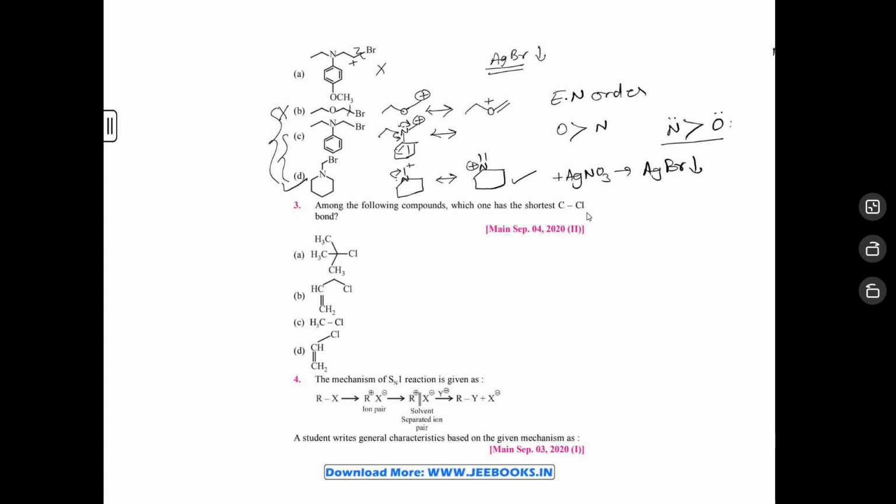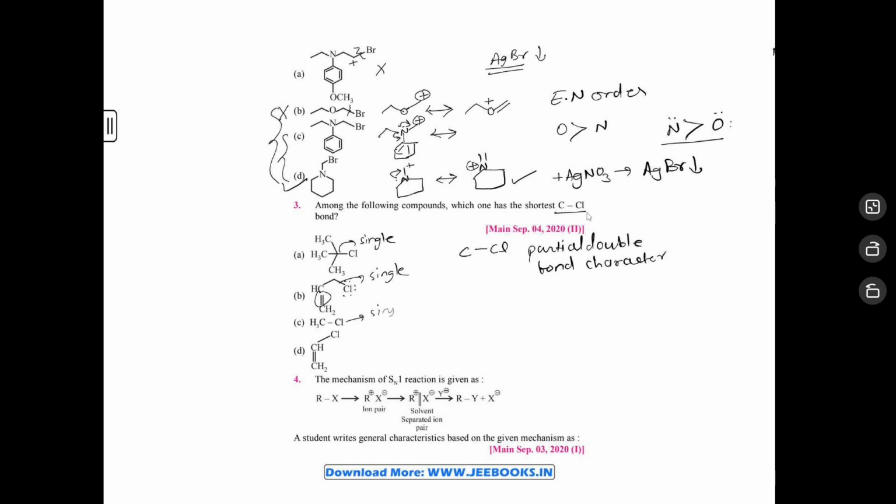So for the shortest carbon-chlorine bond, we have to look at which compound has partial double bond character. If you see this compound, in this case you have only single bond character. In this case also, the lone pair of this halogen is not in conjugation with this pi bond. Therefore it also has single bond character.